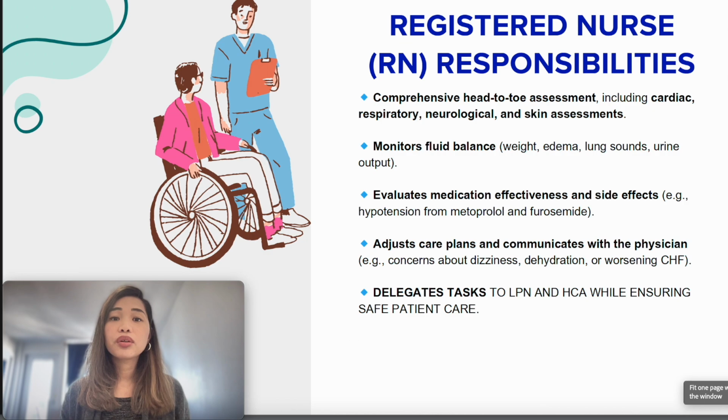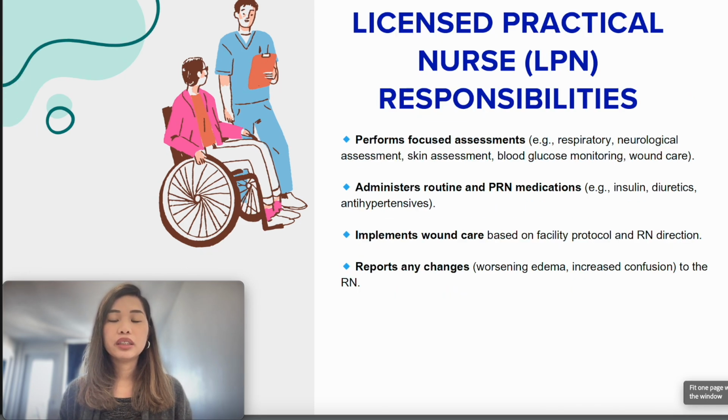Lastly, would be delegating tasks to the LPN and the HCA while ensuring safe patient care. So you need to know your scope of practice and what you can delegate and not delegate to LPN and HCA. And again, ensure you are documenting throughout your shift, right? You are documenting if you're giving medication, or if you're doing any intervention, your assessment, if you're taking vitals, and all that. Now let's move on to the LPN responsibility.